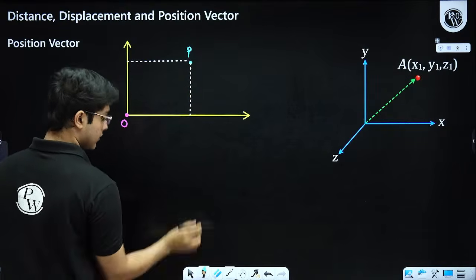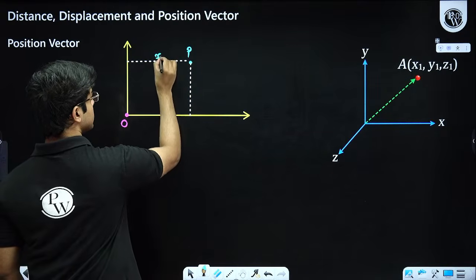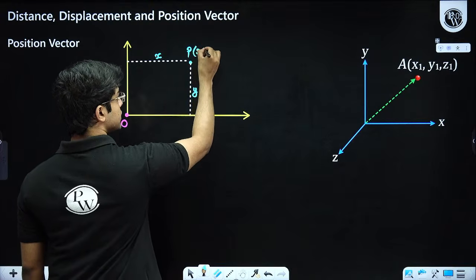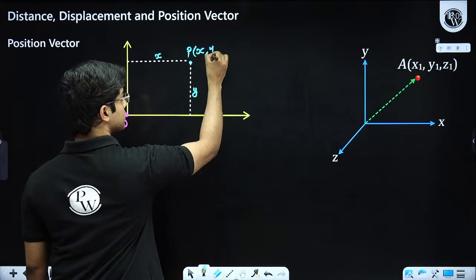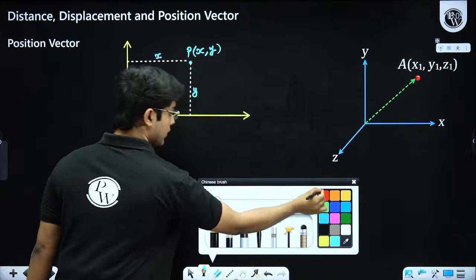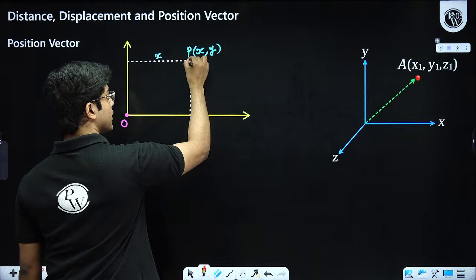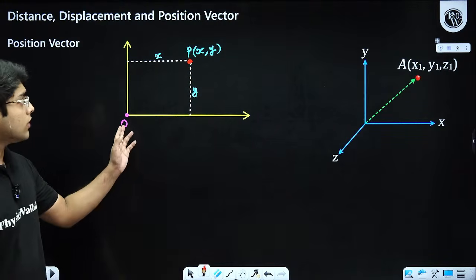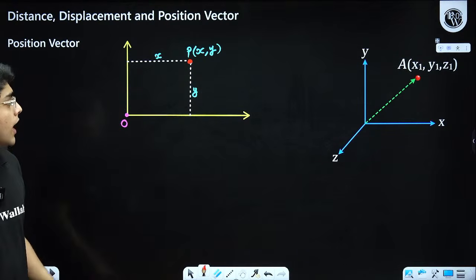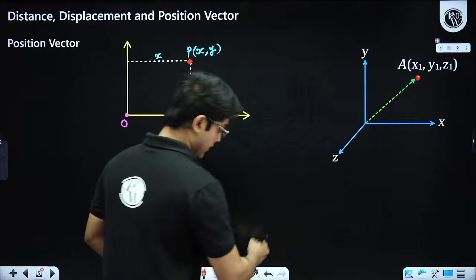So this is the x coordinate of the particle, this is the y coordinate of the particle, and we will say that the particle's coordinate is x comma y. So the particle is located at x comma y. Okay, now in physics we are going to use a different method to mark down the position, and that is known as the position vector.